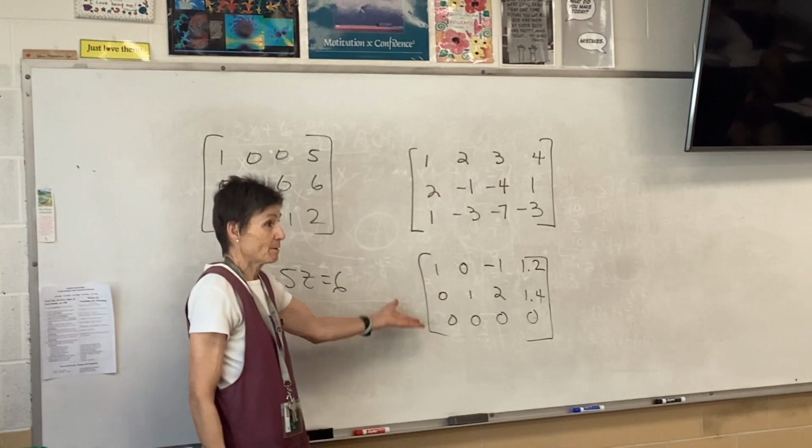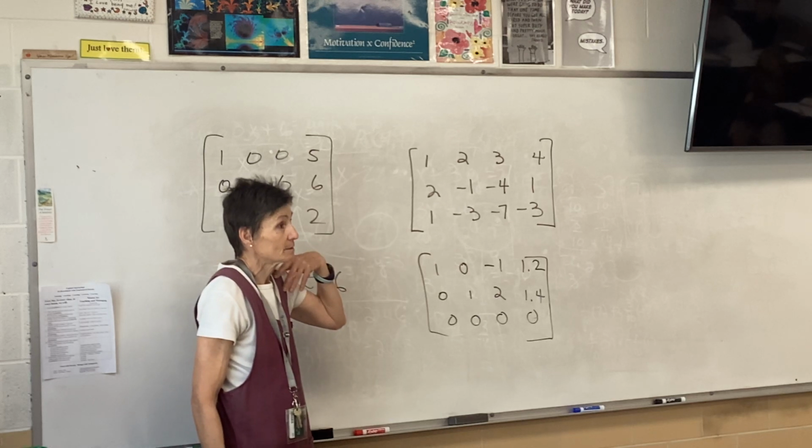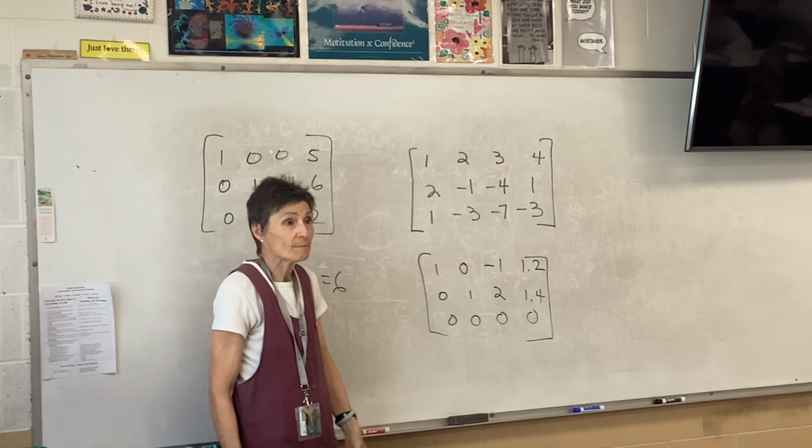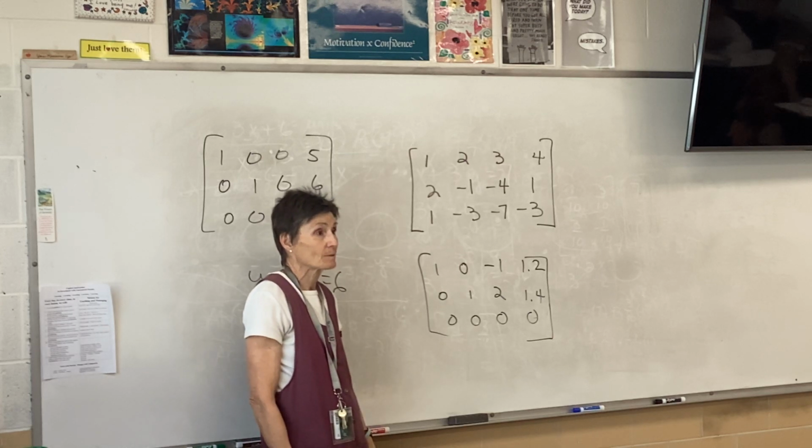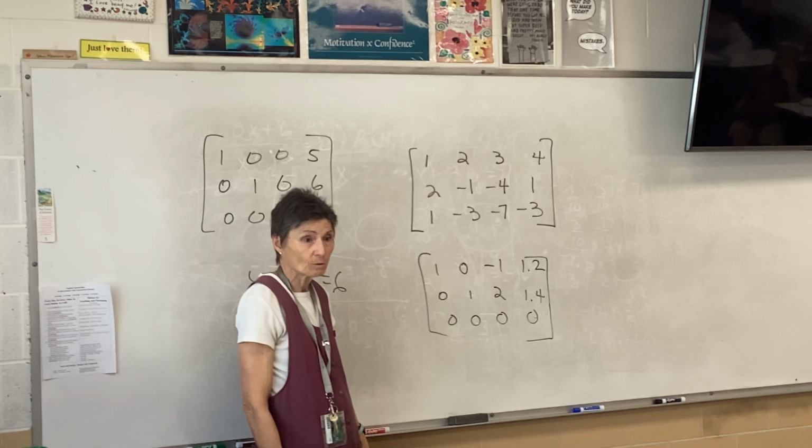Well, the whole bottom row disappeared. Yeah. How do I handle that? Who remembers? This happens sometimes. How do I handle that? Look in your notes. What did we do?